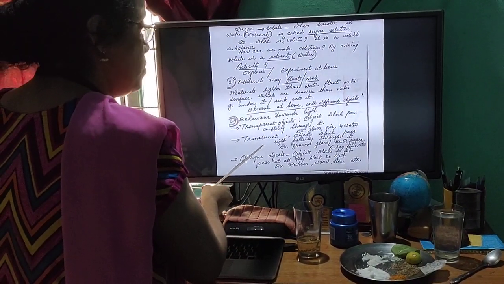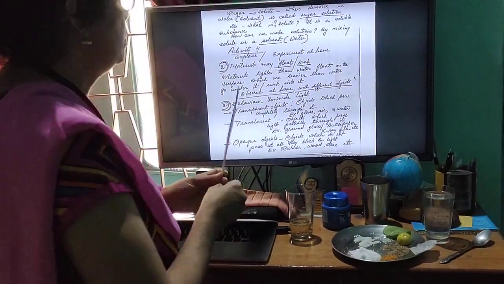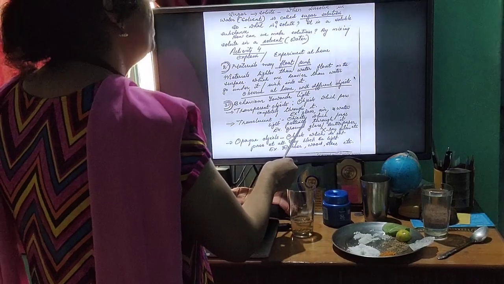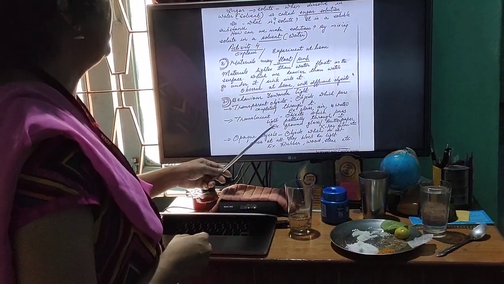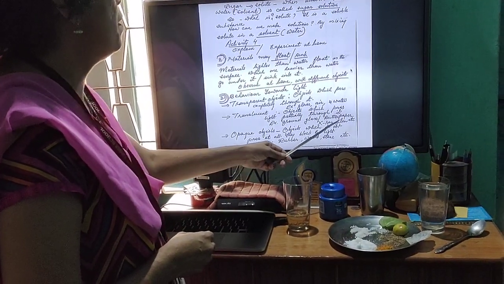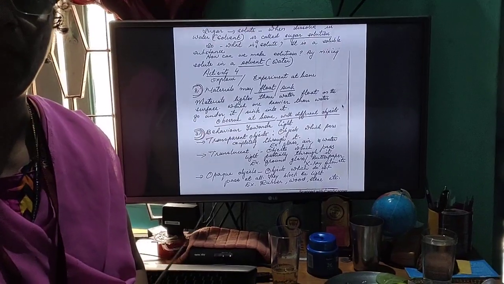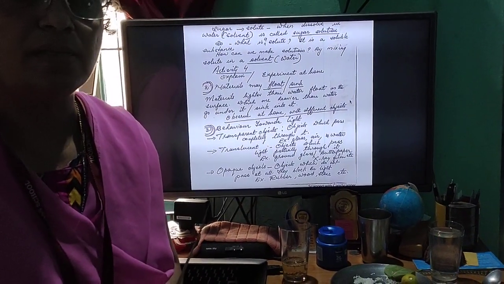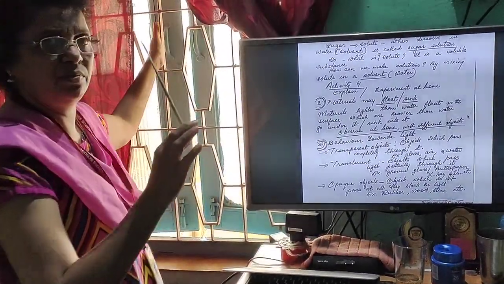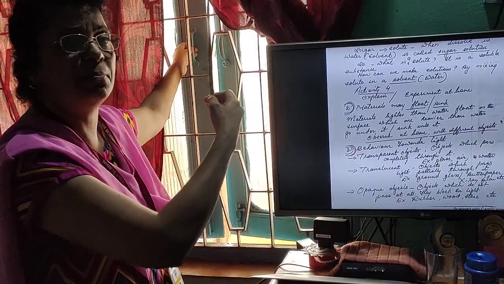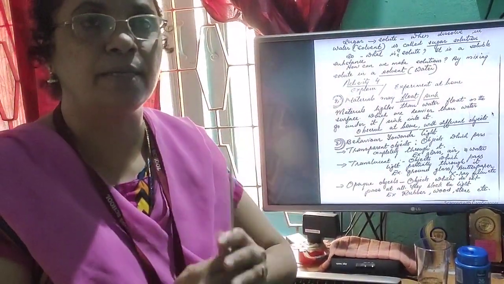Next is translucent object. Translucent objects are objects which pass light partially through it. Examples: ground glass, butter paper, X-ray film. Ground glass. What is a ground glass? A glass, you can see this kind of a glass through which light can pass only partially, not completely. That means the glass on which some designs are given, some colors are given.